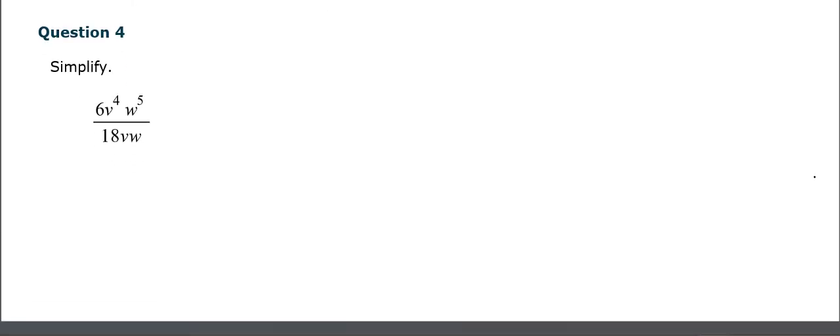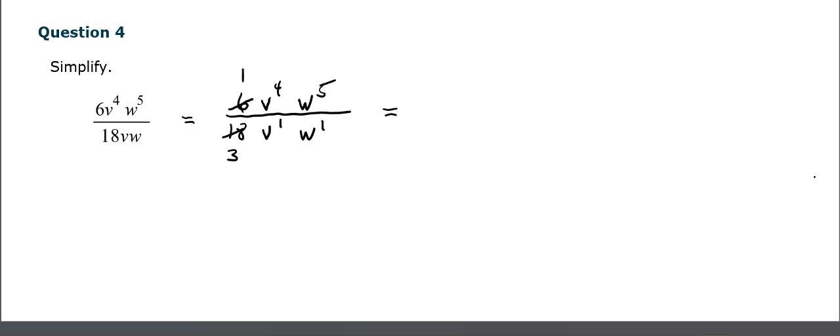The next one, 6v to the fourth w to the fifth over 18vw. So again, I'm going to rewrite it, making sure everything has an exponent. And reduce each factor individually. So the greatest common factor of 6 and 18 is 6. So I'm going to divide a 6 out of each one, giving me 1 over 3.